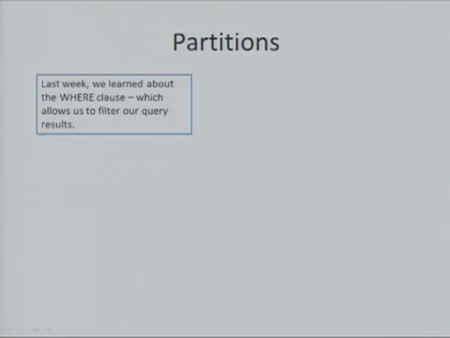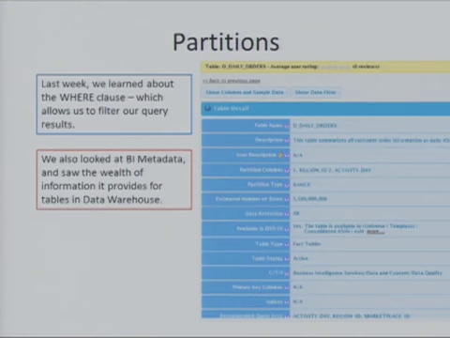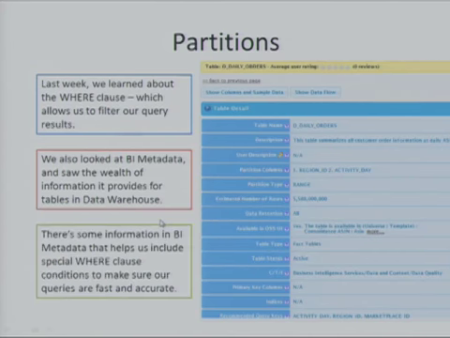All right, we'll start with partitions. So last week we learned about the where clause to help us filter down the results in our queries. And we looked at BI metadata quickly, unfortunately, and we saw that it has tons of information about the tables and what's in them and great search functionality. What we didn't really talk about is there's some specific information in BI metadata that helps us include special conditions in our where clause so that we filter in a way that makes our query run faster and ensures that they're accurate as well.